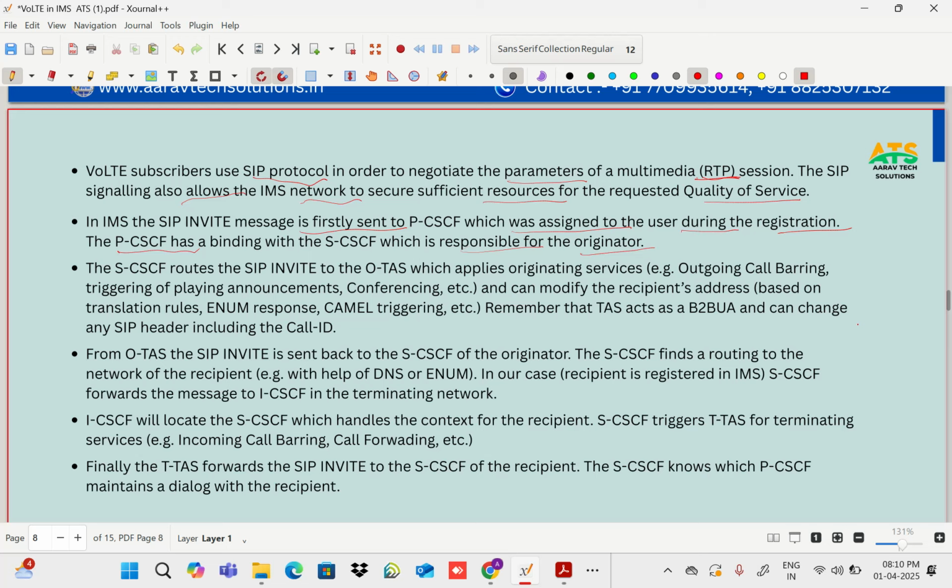The S-CSCF routes the SIP INVITE to the originating TAS, which applies originating services, outgoing call barring, triggering of playing announcements, conferencing, etc. It can modify the recipient address based on translation rules, ENUM response, CAMEL triggering. CAMEL is also a protocol. Remember that TAS acts as a back-to-back user agent and can change any SIP header including the call ID.